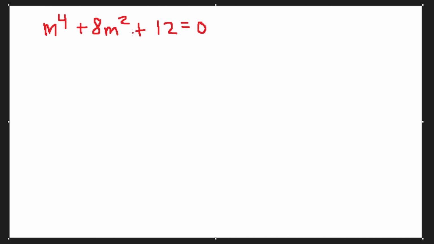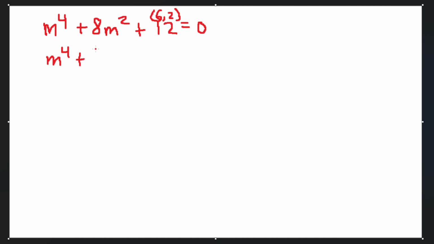So for this problem, the first thing we want to do is see what times what will give you 12 and add up to 8. So if we tried a combination of 6 and 2, 6 times 2 will give you 12, and 6 plus 2 will give you 8.